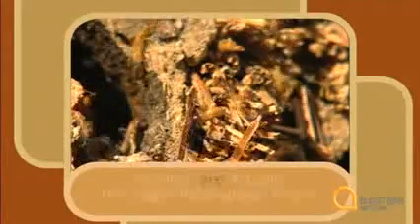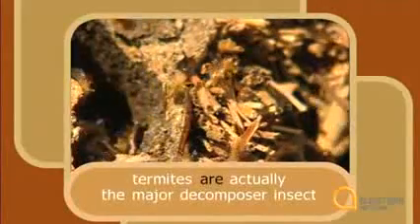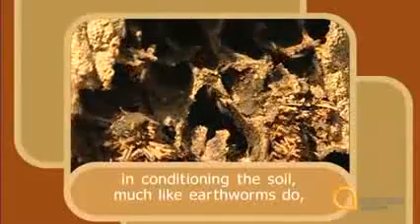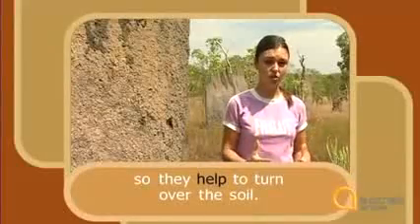Listen again. So here in tropical Australia, termites are actually the major decomposer insect, and they also play a really important role in conditioning the soil, much like earthworms do. So they help to turn over the soil.